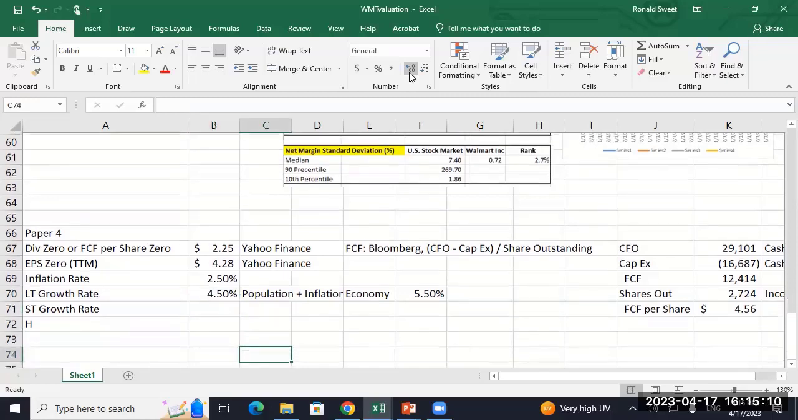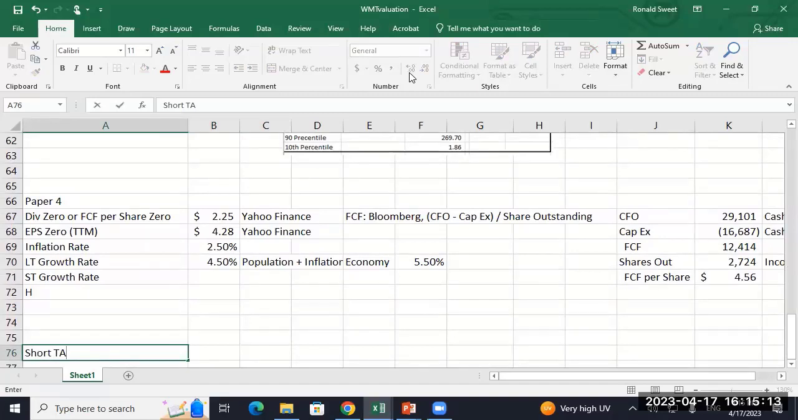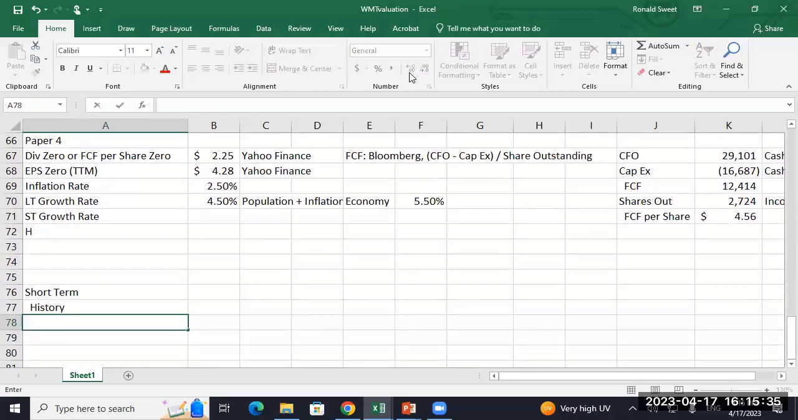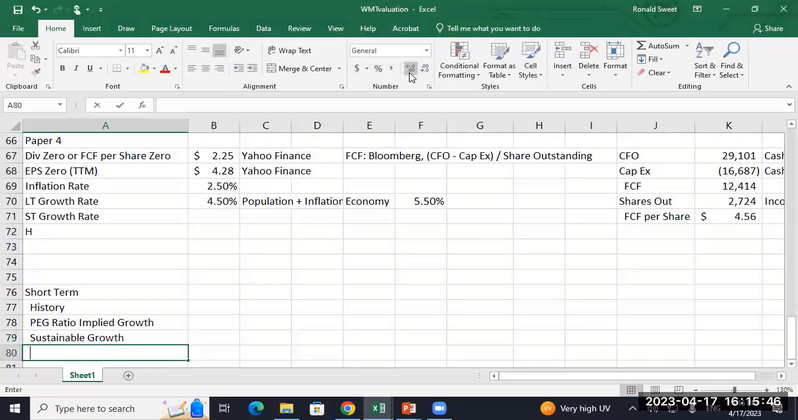Now on the short-term rate, I gave you three approaches. The approach is not to get the short-term rate exactly, but to get some ballpark. So you can certainly look at history. You can look at the PEG ratio. And you can look at sustainable growth. But ultimately, it's your opinion. What do you think?